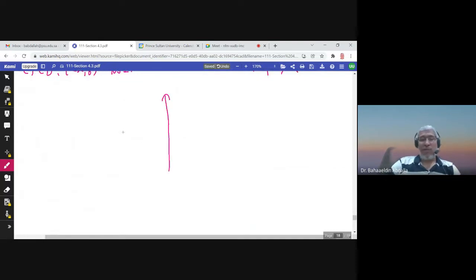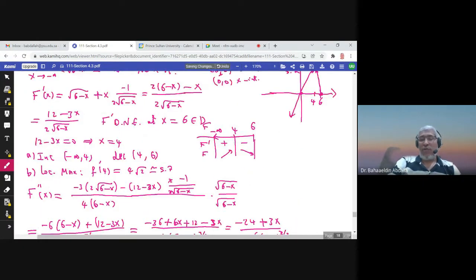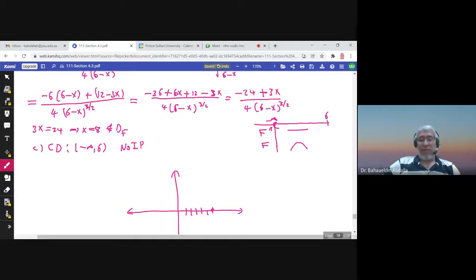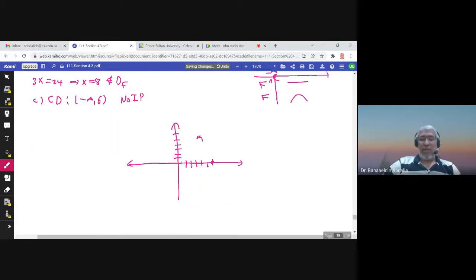If you want, 1, 2, 3, 4, 5, 6, so this is 6, and this is 5.7. This is the maximum, and 0, 0. So the graph is like this. Of course, here it is not a straight line. It's always concave down, okay? It's always concave down.